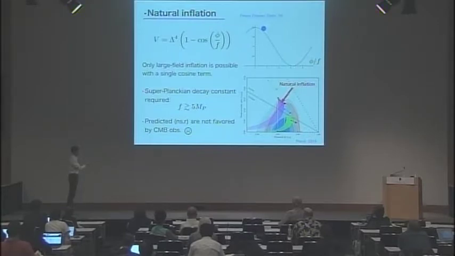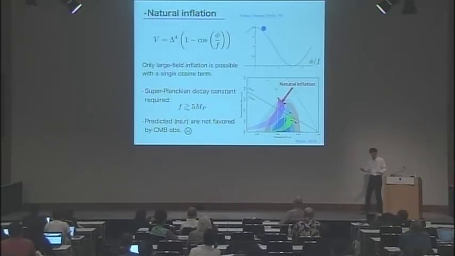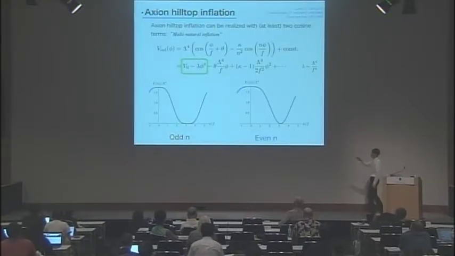But even if this is somehow justified, the predicted values of n_s and r, the properties of density perturbation, are not favored by the current observation. So in order to have successful inflation with, say, a sub-Planckian decay constant, you need at least 2 cosine functions. Because with 2 cosine functions, it is in principle possible that these two can conspire to make the potential very flat over such a field range around the top of the potential. Then inflation can happen. And that's called axion hilltop inflation.